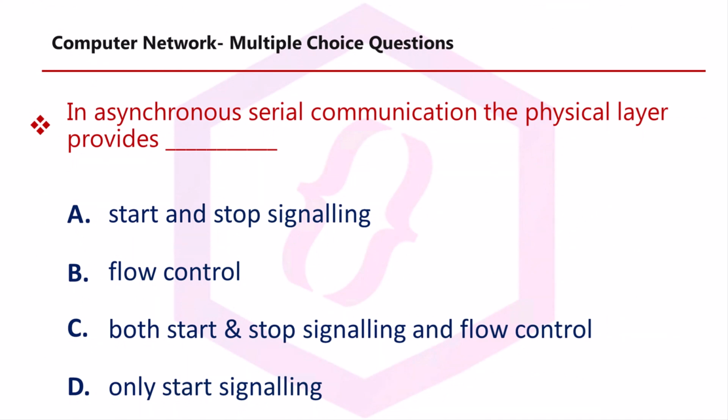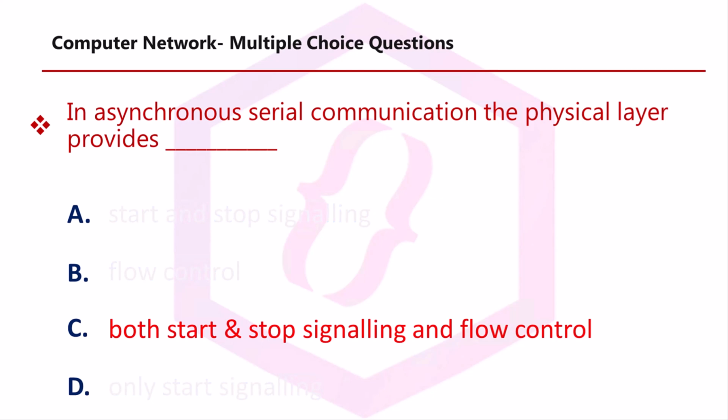In asynchronous serial communication, the physical layer provides A, start and stop signaling. B, flow control. C, both start and stop signaling and flow control. D, only start signaling. And the correct answer is option C, both start and stop signaling and flow control.